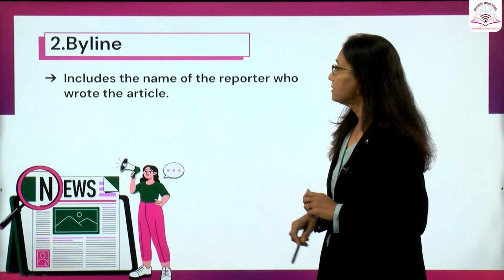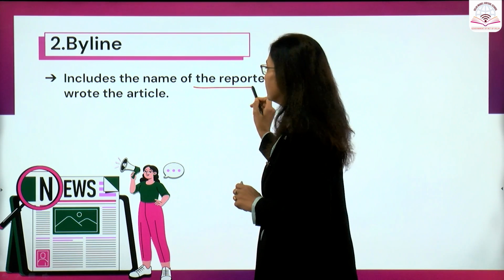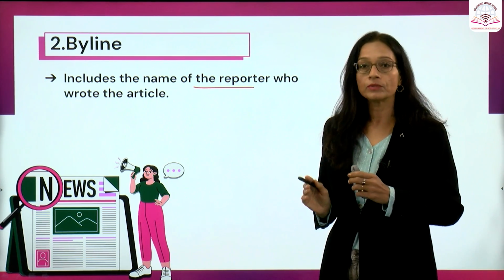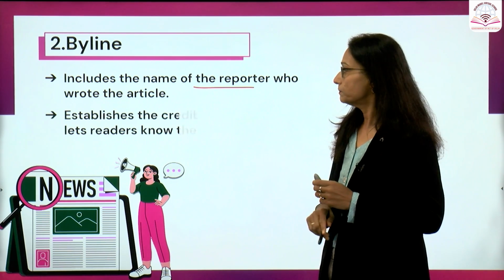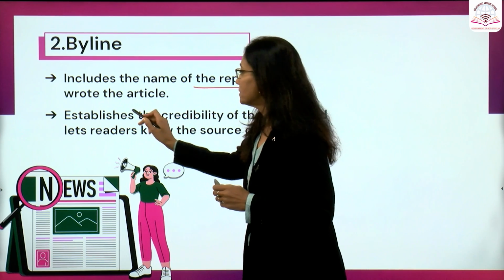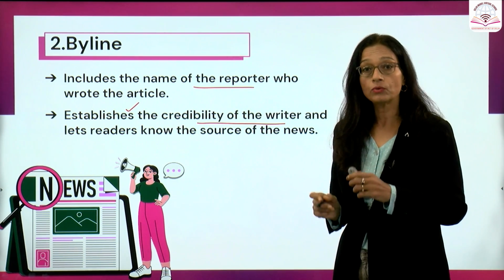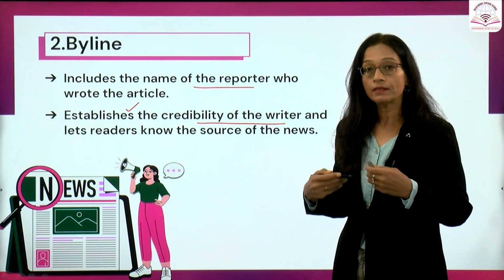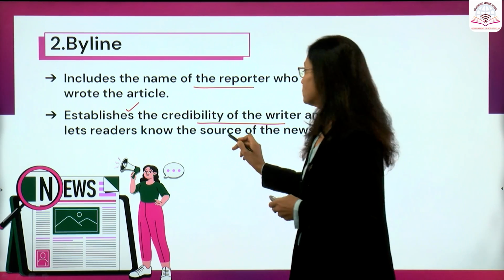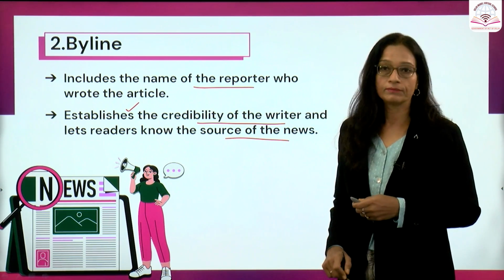Coming to the byline. The byline tells us about the reporter. What is the name of the reporter who is writing that particular article? It also establishes the credibility of the writer and lets us, the readers, know the source of the news.